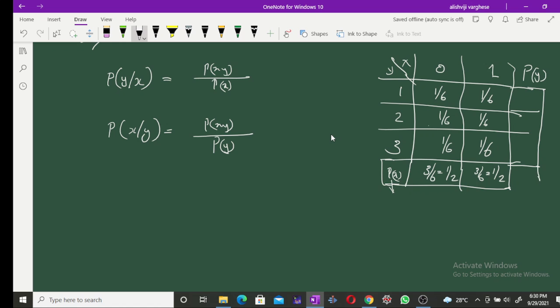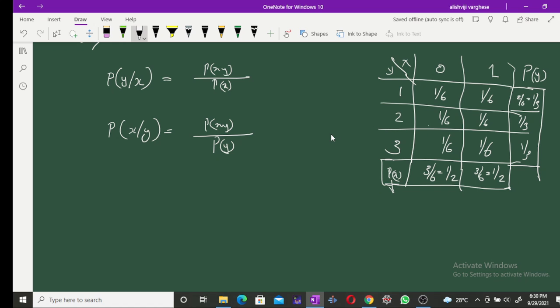Y can take three different values, and the probability that y is equal to 1 can be obtained by summing up 1 by 6 plus 1 by 6, that is 2 by 6, equal to 1 by 3. And here also we have 1 by 3, and this is also equal to 1 by 3. When we sum up with respect to the value of x, when x is equal to 0 the value is 1 by 6, when x is equal to 1 the value is 1 by 6, and 1 by 6 plus 1 by 6 is 2 by 6, equal to 1 by 3. So this is again the marginal distribution of y, p of y.